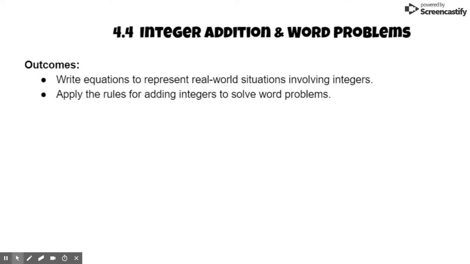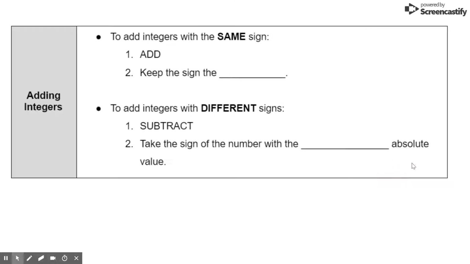So let's take a look at our outcomes for today. The first thing that we are going to learn how to do is to write equations to represent real-world situations involving integers. And then we're going to be sure that we're applying the rules for adding integers that we learned yesterday to solve these word problems efficiently.